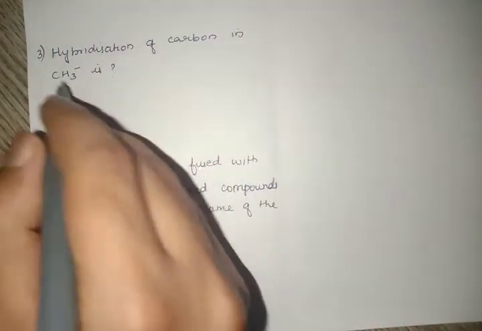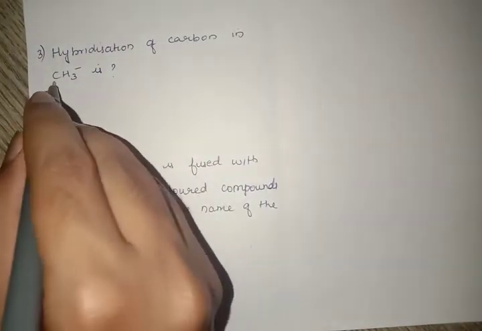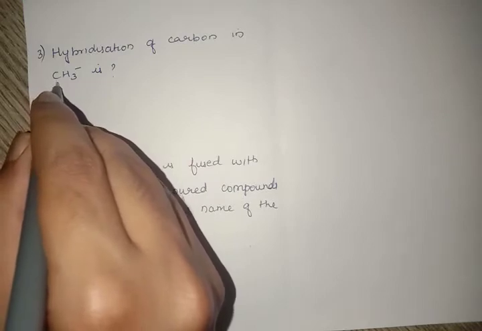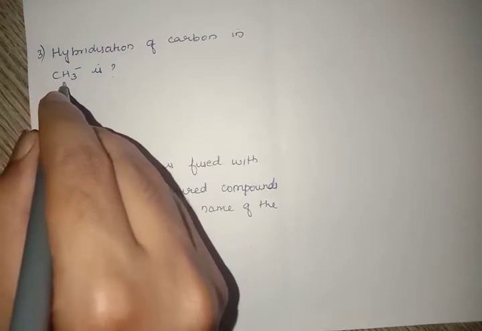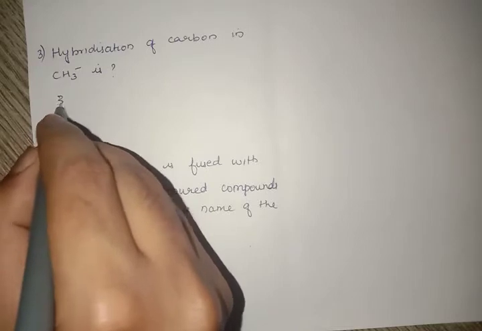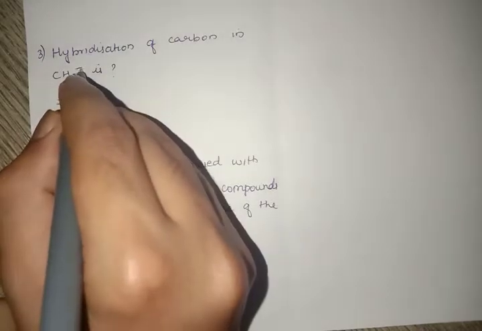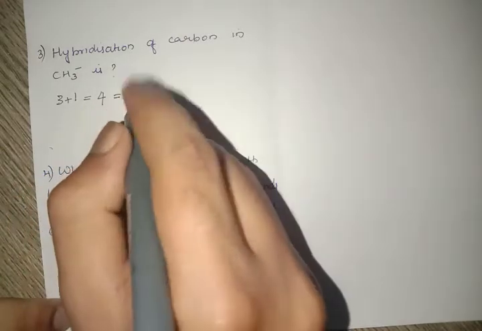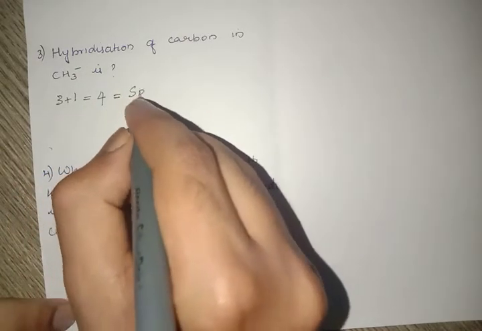Hybridization of carbon in CH3 minus is, so here see the valence electrons, the number of bonds here is 3 plus 1 negative charge, which will be equal to 1, so this is equal to 4. So the hybridization is sp3.